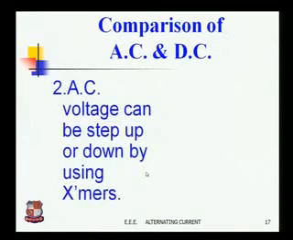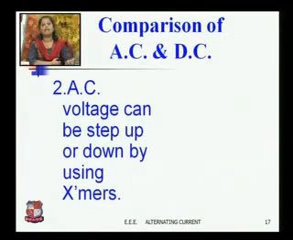Now the next point for comparison: AC voltage can be stepped up or stepped down by using transformers. As you know, a transformer is a device which will change the voltage level without changing the frequency. Meaning the frequency of supply is constant, but using a transformer you can change the voltage level.